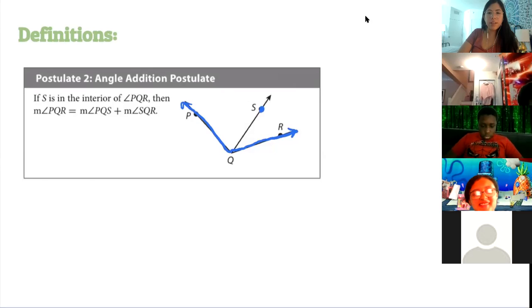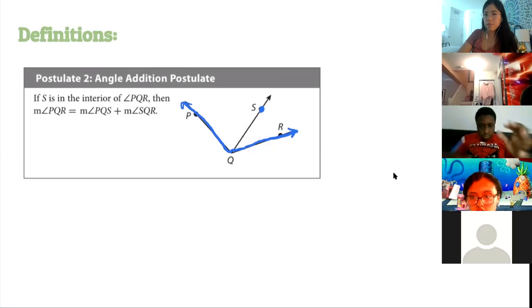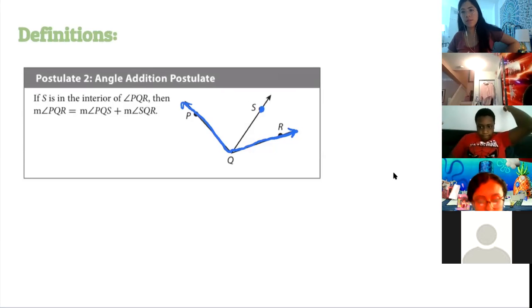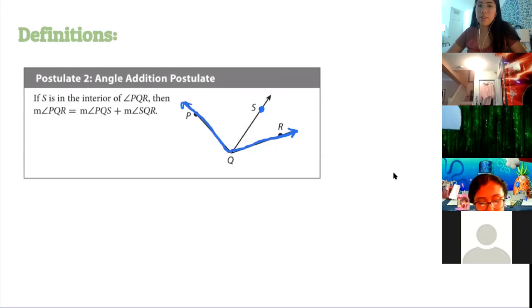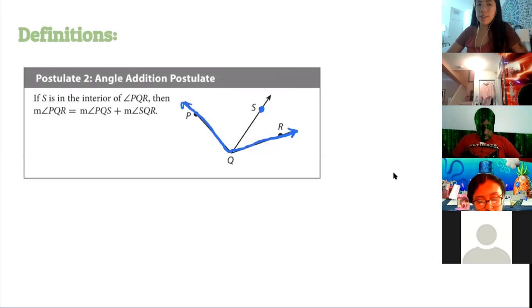Wait, so we're just adding what's the names? I forgot. What are they called again? Angles? Yeah, you would add them together. So we'll do an example of that in just a second.